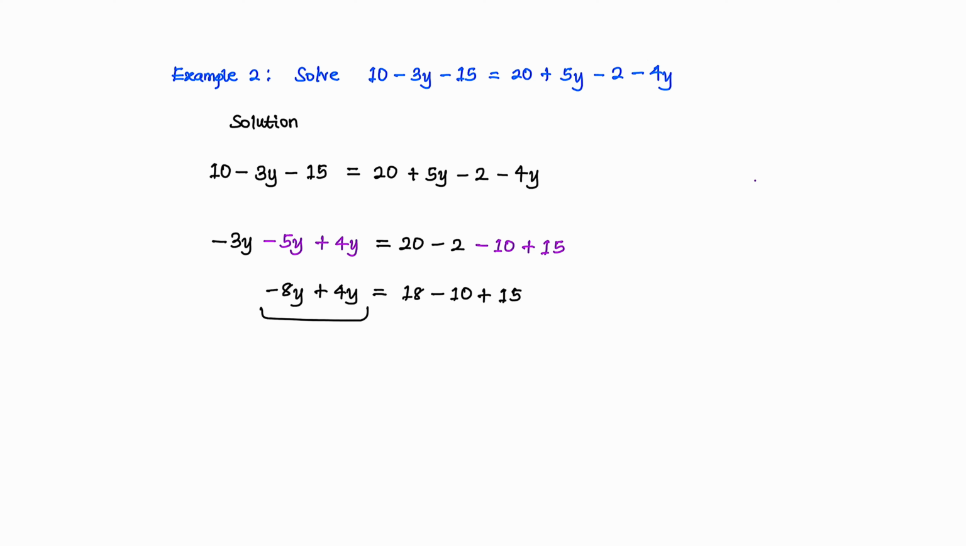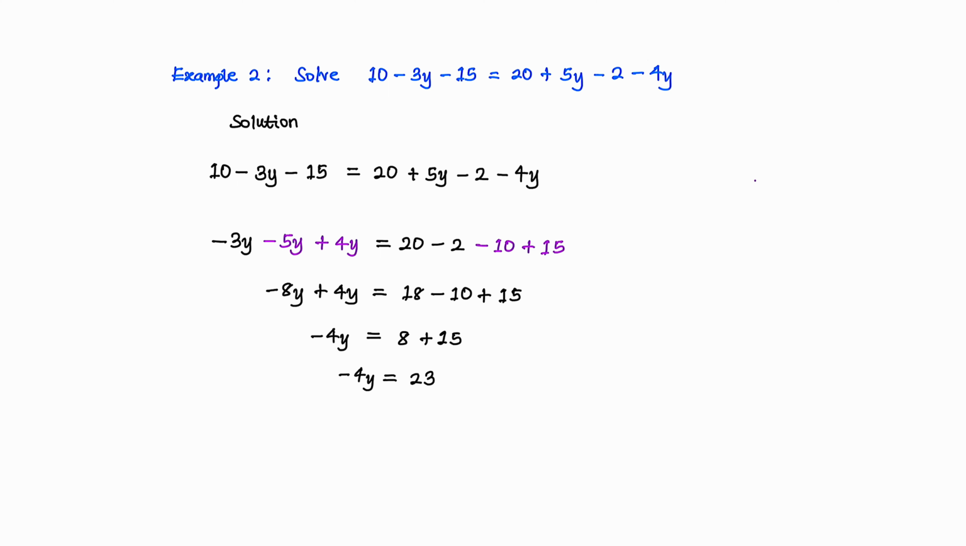Next, simplifying, minus 8y plus 4y. Minus 8y means you are owing 8y's, plus 4y means you have 4y's. So you are owing 8 apples, but you have 4 apples on you. So that means you are owing 4y's. So minus 8y plus 4y is minus 4y, equals 18 minus 10 is 8 plus 15. So we have minus 4y on the left equals 23.